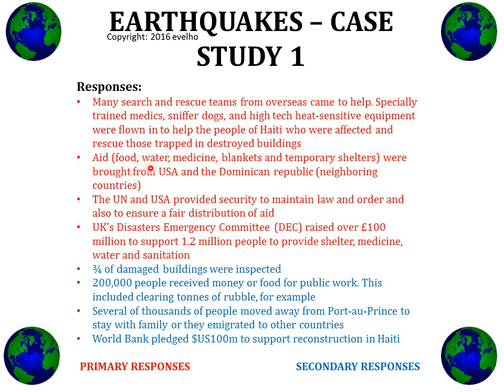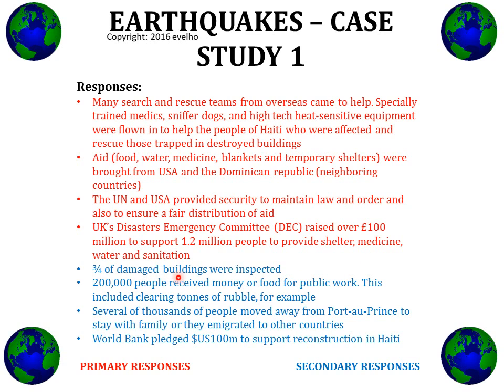Aid, including food, water, medicine, blankets, and temporary shelters, were brought from USA and the Dominican Republic, which are neighboring countries. The UN and USA provided security to maintain law and order and also to ensure a fair distribution of aid. The UK's Disasters Emergency Committee, the DEC, raised over £100 million to support the 1.2 million people affected by the earthquake to provide shelter, medicine, water, and sanitation.